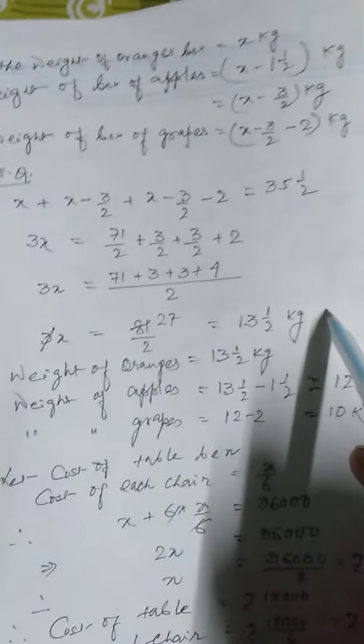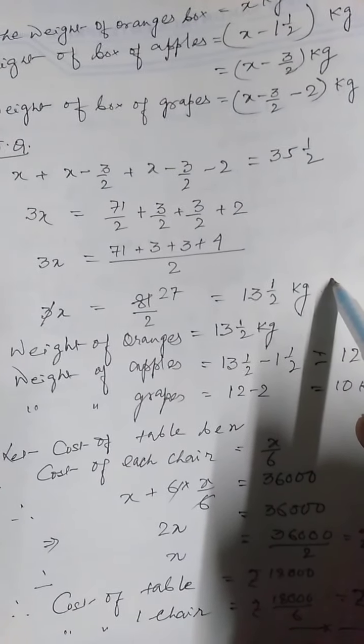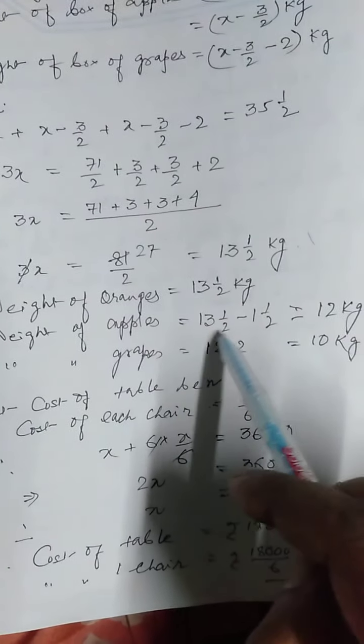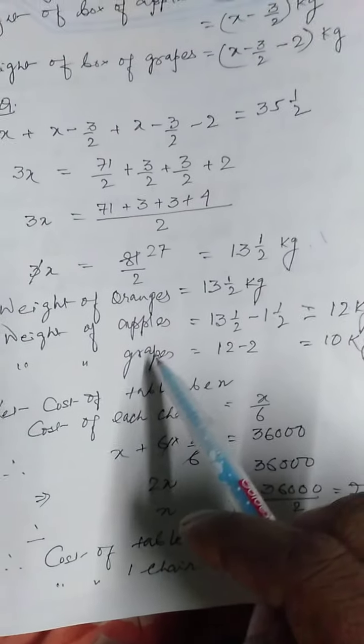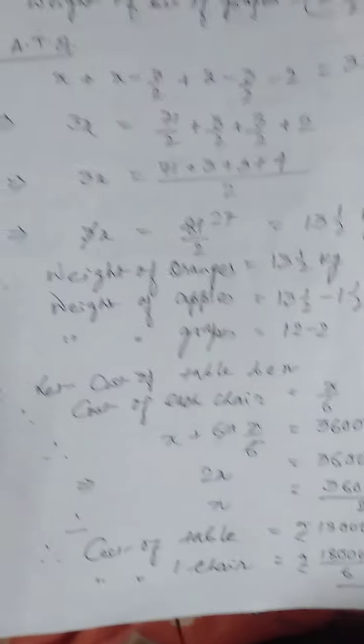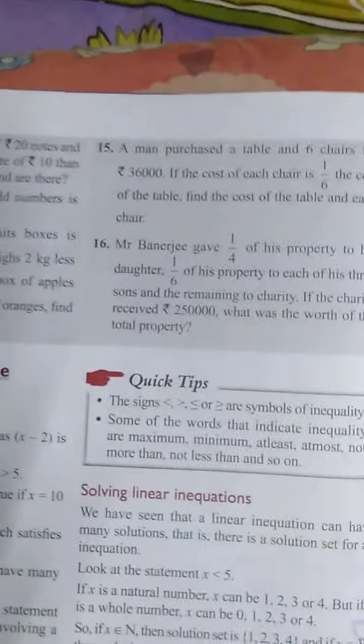So this 13.5 kg is the weight of the box of orange, and similarly the weight of apple is 13.5 minus half, that is 12 kg, and the weight of grapes will be 12 minus 2, that is 10 kg. Okay. Let's do one more sum, the last sum for today.